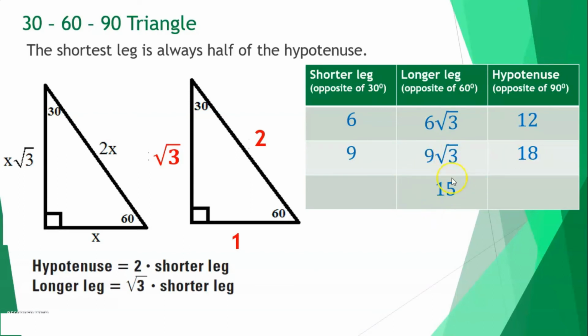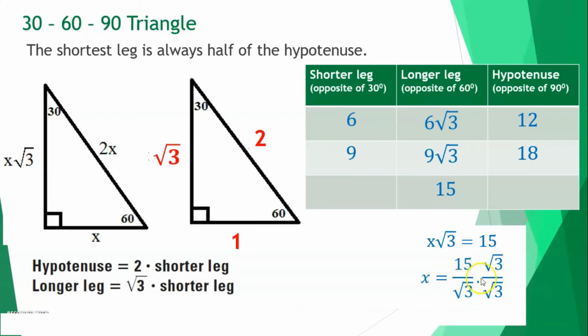Now, if the longer leg is 15, what is the shorter leg? Take note, the longer leg is equivalent to x square root of 3. So simplifying this, divide by square root of 3, then rationalize. So the value for x would be 5 square root of 3. Now, if this is the shorter leg, double this to get the hypotenuse. So that's 10 square root of 3.